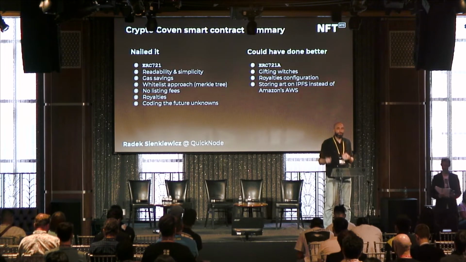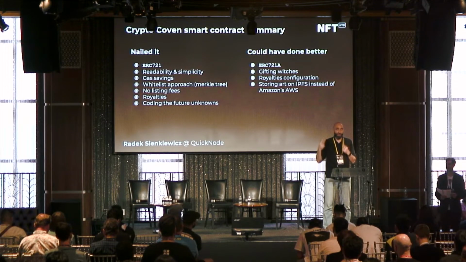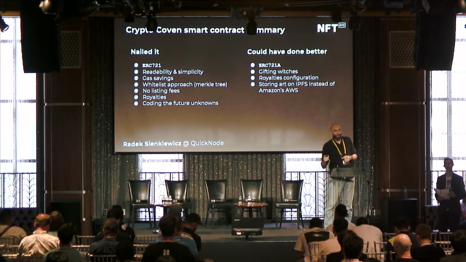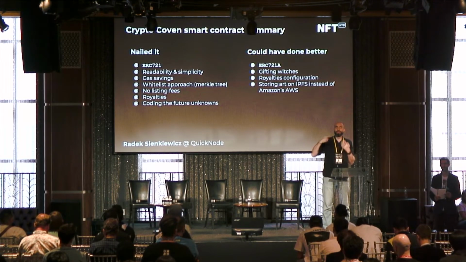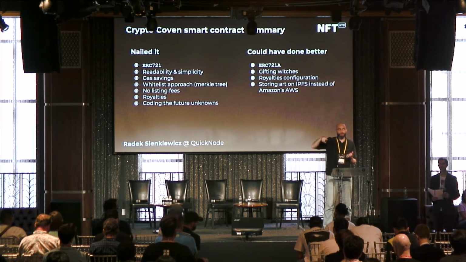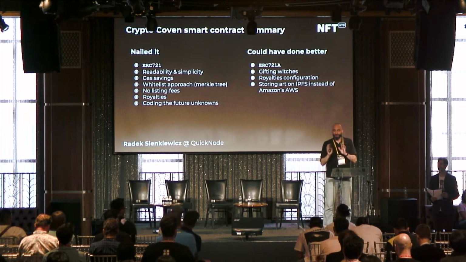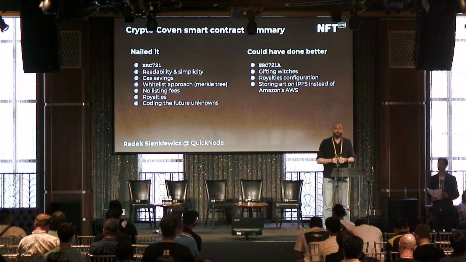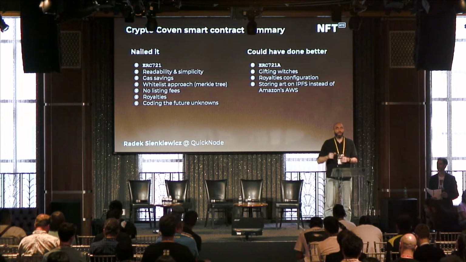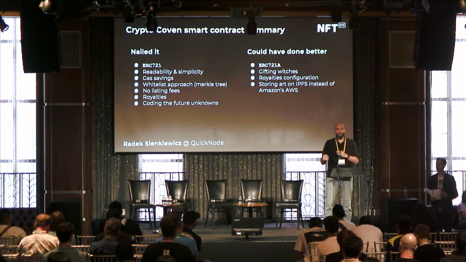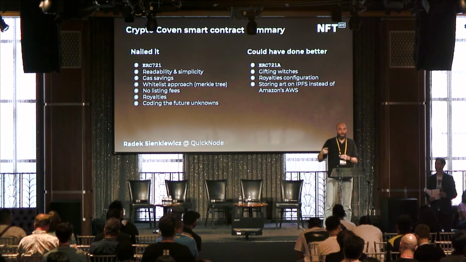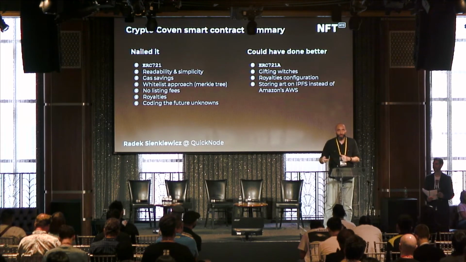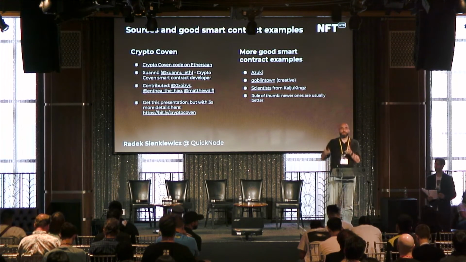What they could have done better: gifting witches, they had 2 tries, they still had 1 error. ERC 721A can do it better now, but it was not available at that point, so it's a little bit not fair to them to list that, but we now have that ability. And also what they could have done better is to store the actual art on IPFS rather than on Amazon AWS that they have. And this is the summary.